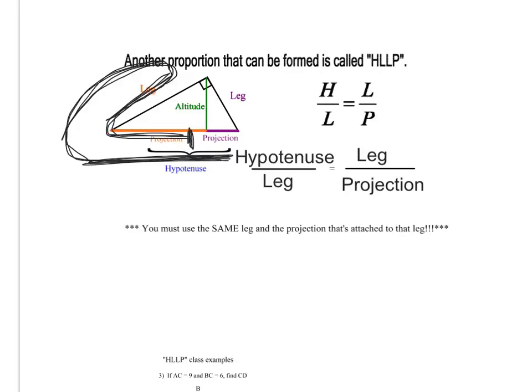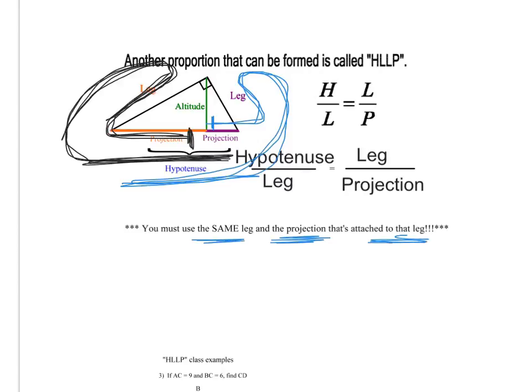In this case, it would be the one on the left. This also works on the right-hand side of the picture. So if I did hypotenuse over leg equals leg over projection, think about that for a second. And that's why that note here on the bottom says you must use the same leg and the projection that's attached to that leg. So if I was trying to find the purple projection here, I need to use this leg.